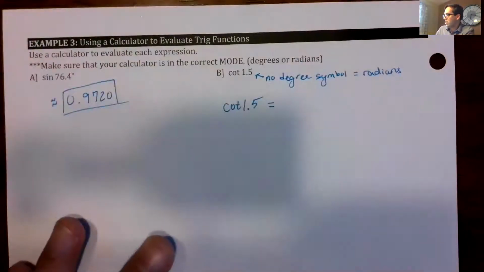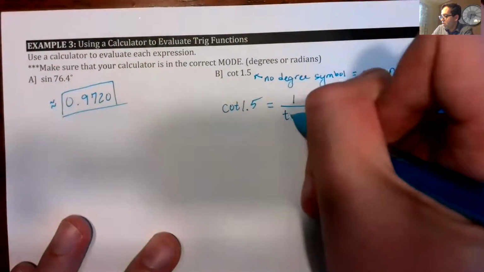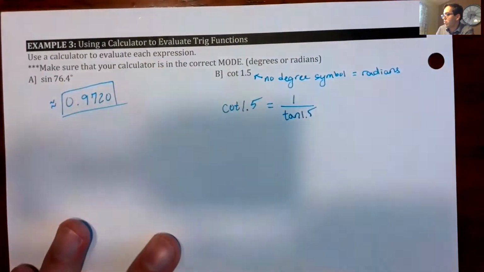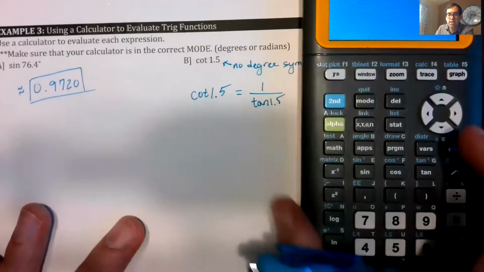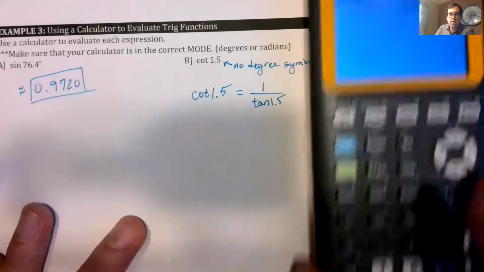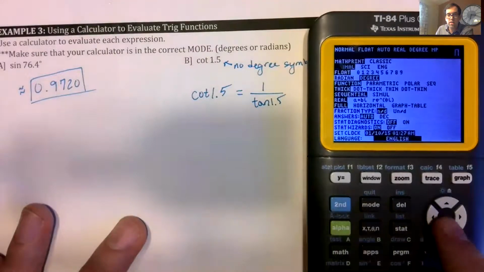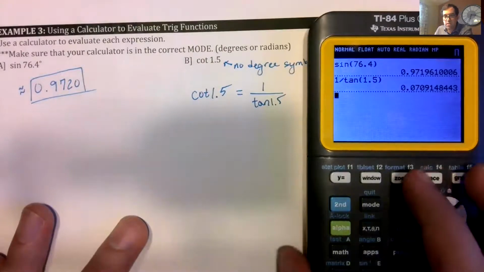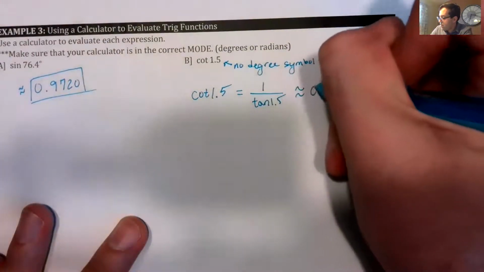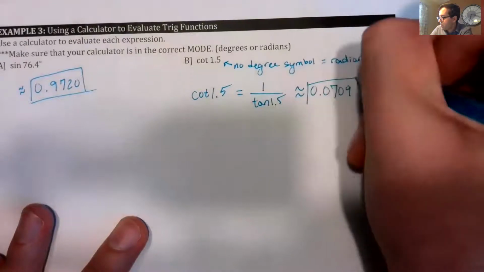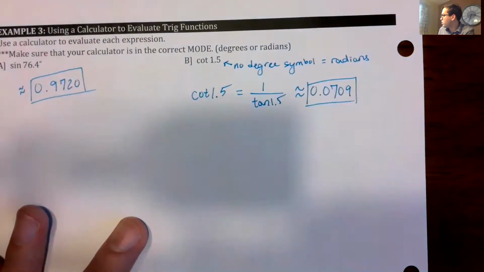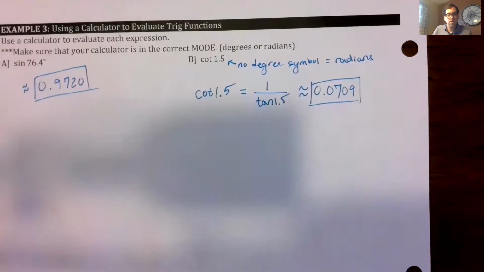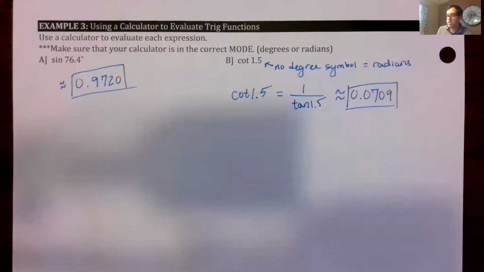So if we want to solve this, we can write it as 1 over the tangent of 1.5. And the reason that's helpful is on our calculator, we don't have a cotangent button, but we do have a tangent button. So I can type this in, first of all, in radian mode. I can type it in as 1 divided by tangent of 1.5. All right, so I'm going to get 0.0709. And there we go.